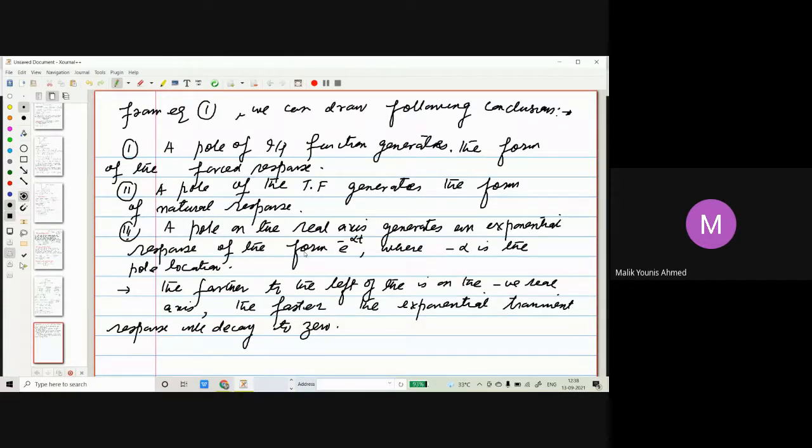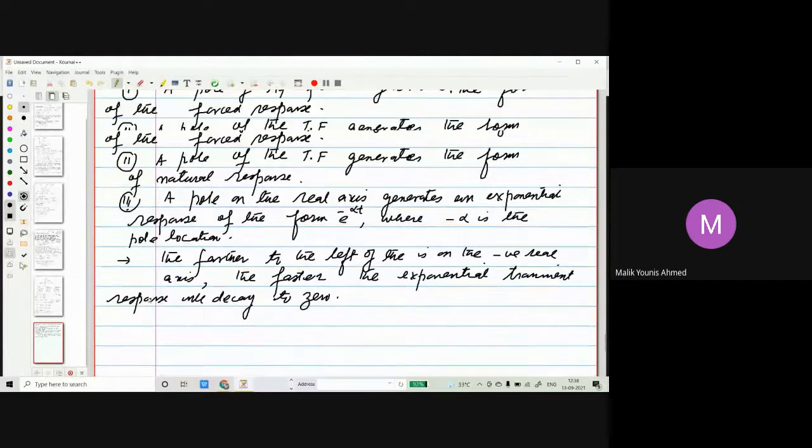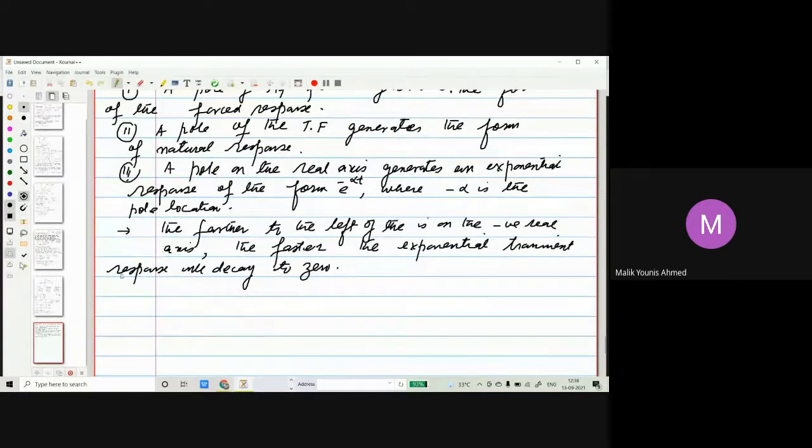Number four: zeros and poles generate the amplitude for both. That we can see. That's not a difficult point. So we'll write it here.